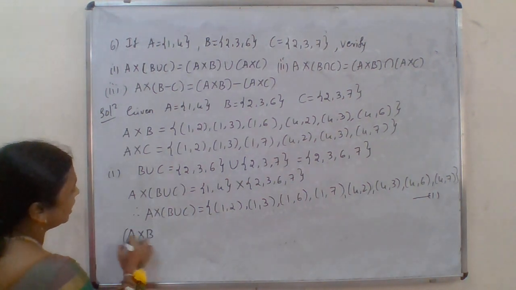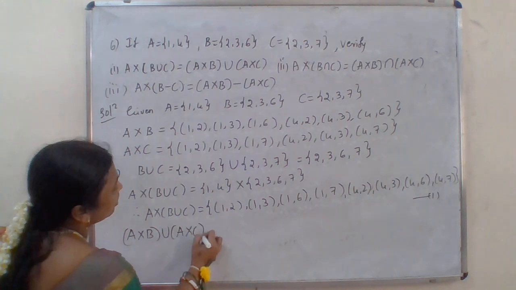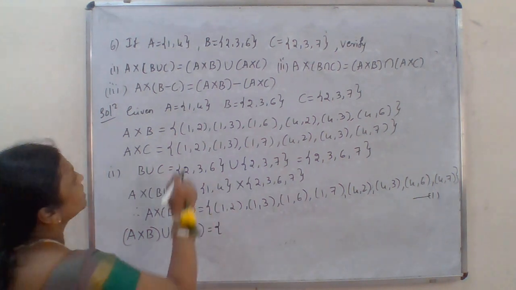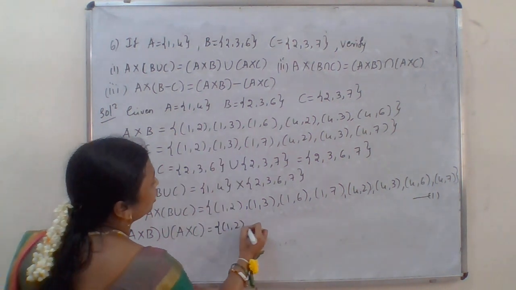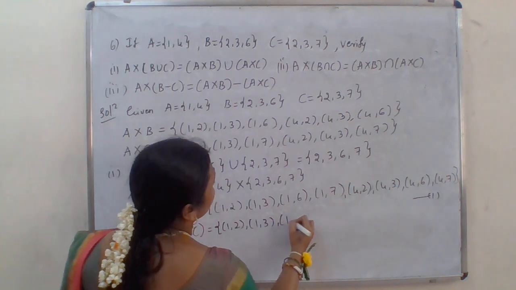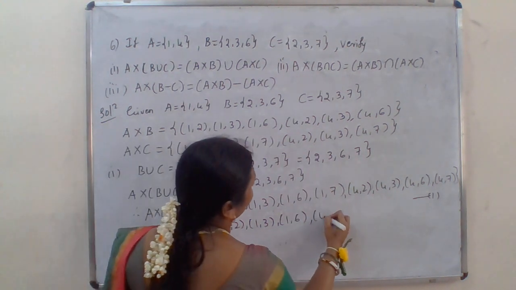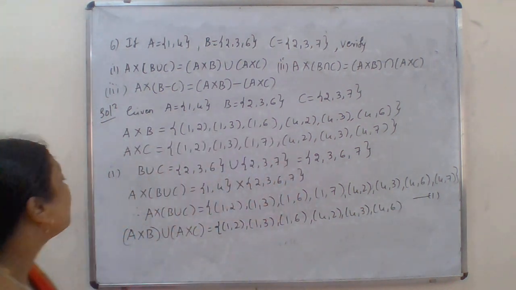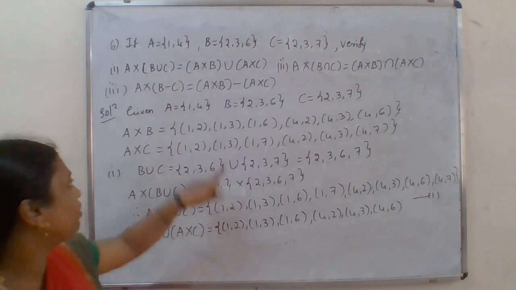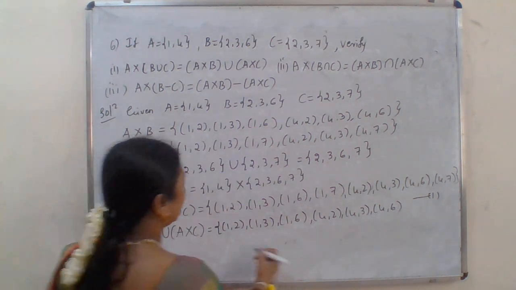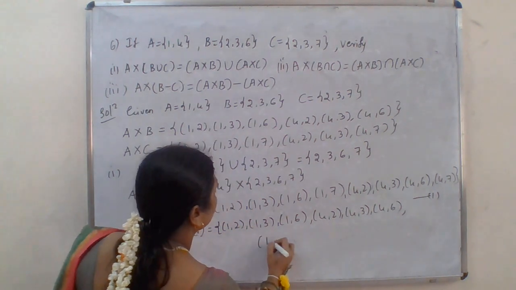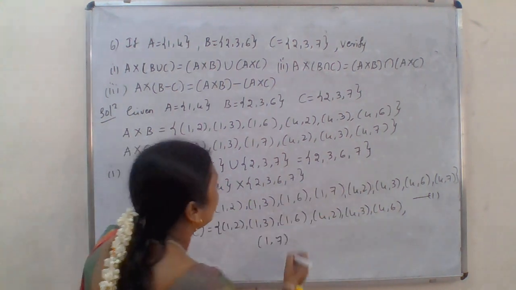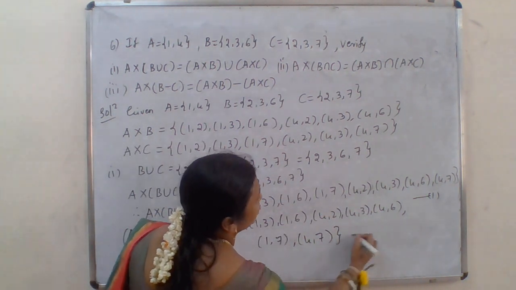So for (A × B) ∪ (A × C), you have to write all the elements of A × B and A × C. First write the A × B elements: (1,2), (1,3), (1,6), (4,2), (4,3), (4,6). Next, the elements of A × C: (1,2) already there, (1,3) already there, so (1,7). Next (4,2) already there, (4,3) already there, then (4,7). Call this equation number 2.